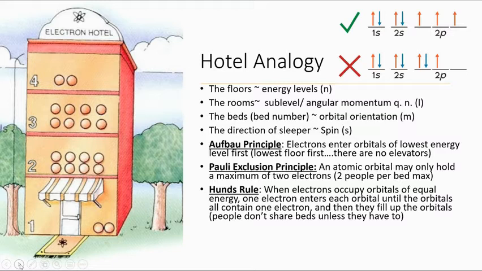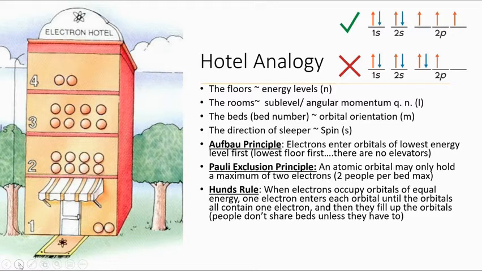And then your room is going to be your sublevel or your angular momentum. Your room is going to be your S, your P, your D, or your F, because every single hotel has different classifications of rooms, right? You have a single room, a double room, you might have a suite. So you have all of these different types of rooms. Your room type is like your sublevel, so your room is going to be your S, P, D, or F.